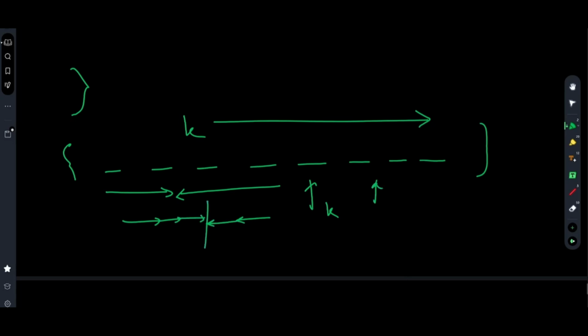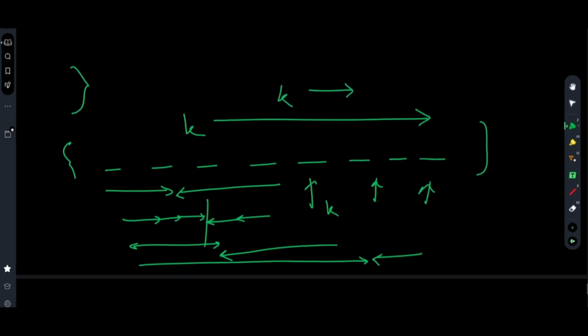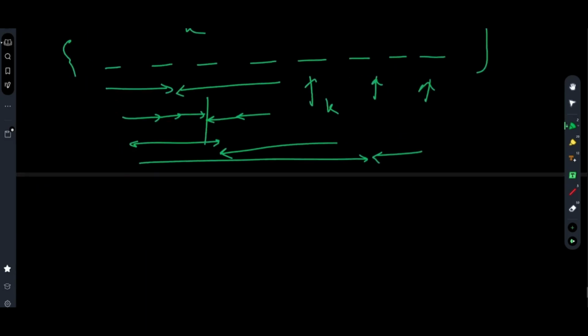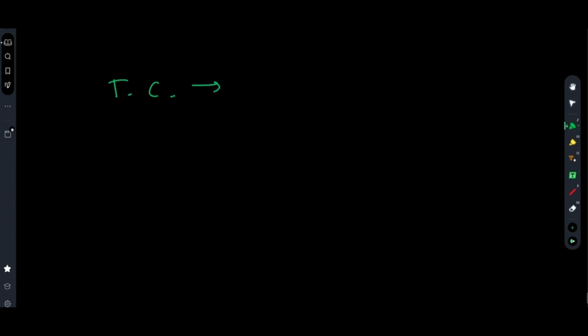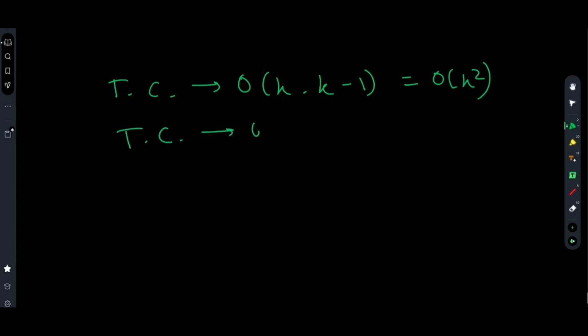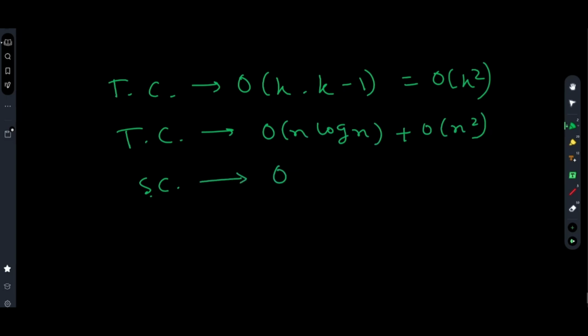So effectively, if it is k here, they are effectively moving like this. When the k is here, they are effectively moving like this. So for each k, a movement is occurring k minus 1 number of times. So the time complexity effectively becomes O of k into k minus 1, which is equal to O of k square, which you can generalize in the form of O of n square. And space complex, oh yes, I forgot one thing, the sorting time O of n log n plus O of n square. And the sorting space complexity will be O of 1.